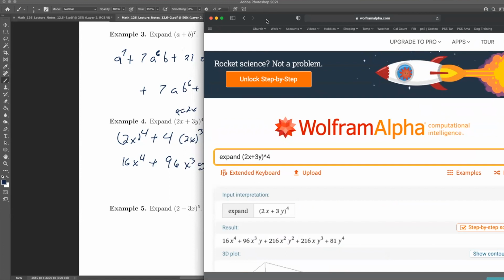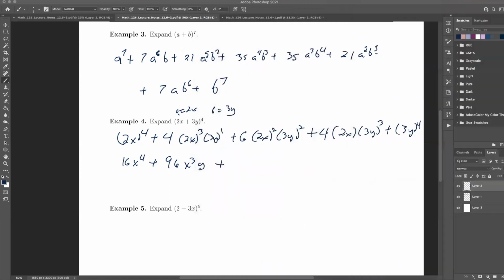So the number here is 216. I guess I could have done that in my head. 9 times 6 should have given me 54. 54 times 4 would have given, yeah, 216, right? All right, so 216 x squared y squared. This is 8 times 27. 8 times 27 is 216. x cubed, and then 3 to the fourth is 81, y squared, or y to the fourth. Okay. Yeah, thanks. It was a 4, not a 7.